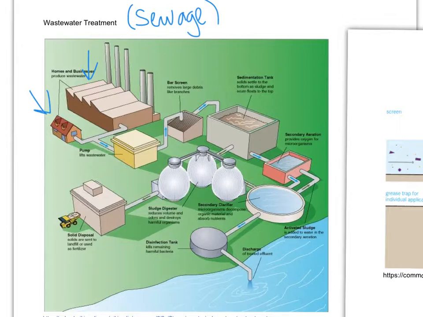The first thing that happens is that we have bar screens, and the bar screens here remove large debris, branches, toilet paper, anything that people flush down the toilet that's not dissolved into the water. And this goes to the landfill. A lot of the stuff is trash, and it goes to your landfill. And I have a picture over here.